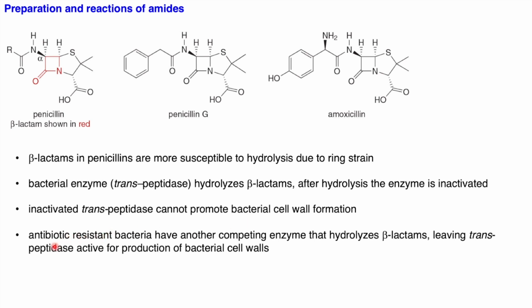There are certain bacteria that have become antibiotic resistant, and the reason for that is that there's a different enzyme, a competing enzyme, that will hydrolyze the penicillins, or the beta-lactams, and that leaves the transpeptidase in its active form, which will allow it to continue producing bacterial cell walls.